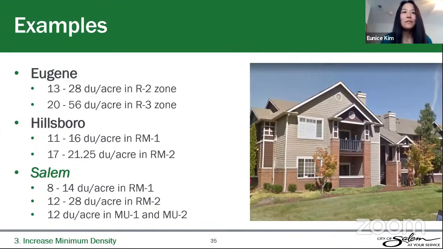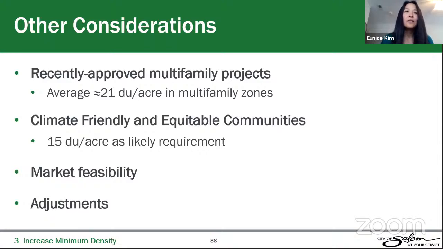So we did look at other cities and what they do with their densities. A lot of cities do have higher densities in their multifamily zones than we do, just as an example. And we did take a look at what we are building today. We looked at some of the multifamily projects that were recently approved last year, including with the parking reductions or the elimination of parking requirements along the core network. And we are getting a higher density than our minimums. So roughly 21 units per acre is what we're getting in more recent developments.